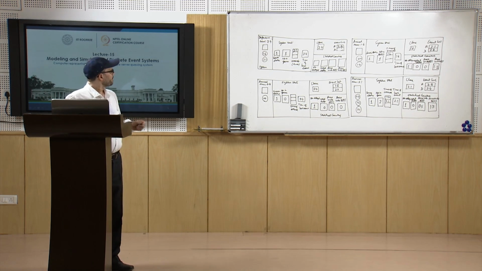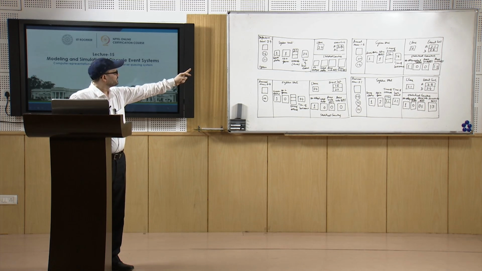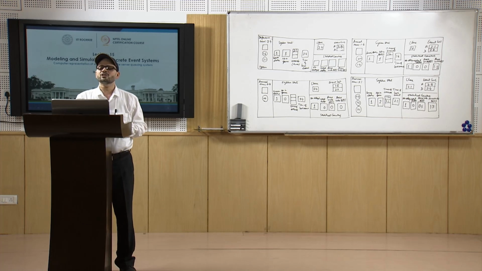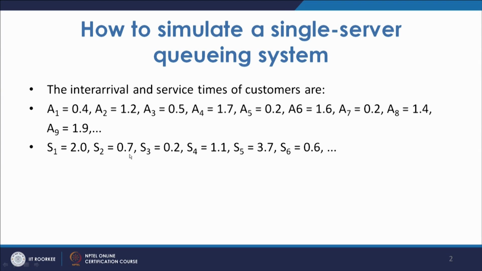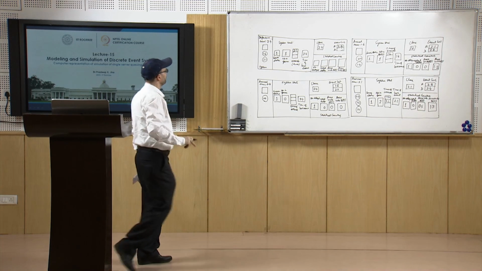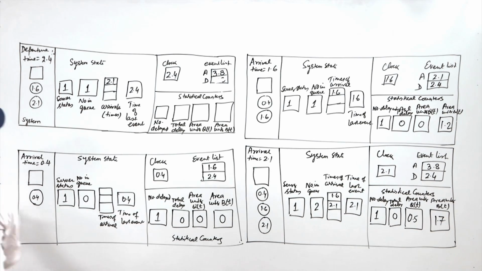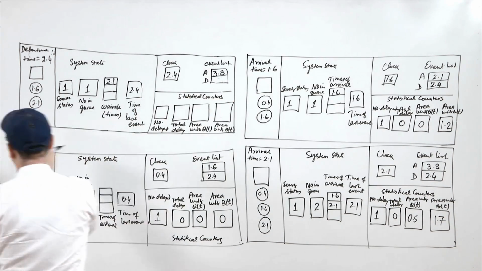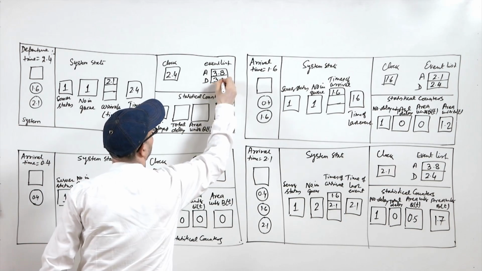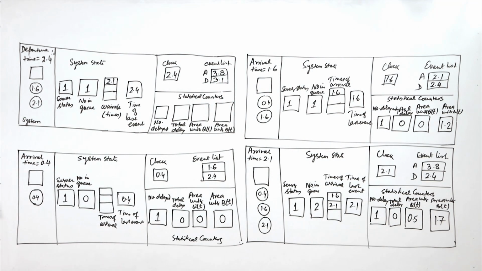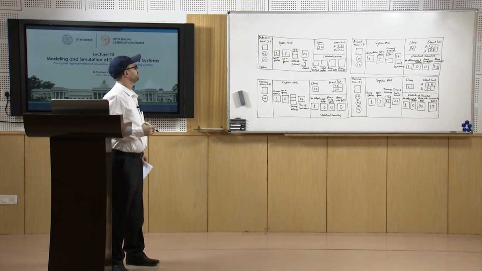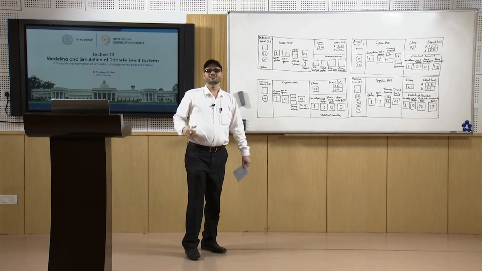Now, in this case you have arrival at 3.8, and since the server gets free at 2.4 and it takes 0.7 time to serve, the next departure will be 2.4 plus 0.7, so it will be 3.1. Next imminent departure will be 3.1. Now, we will update the statistical counters.